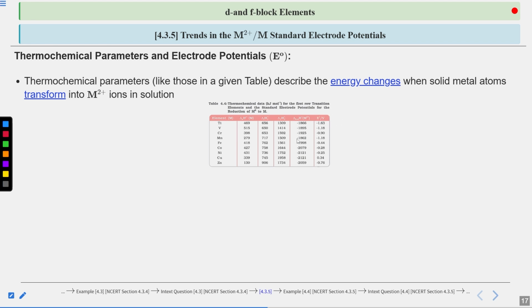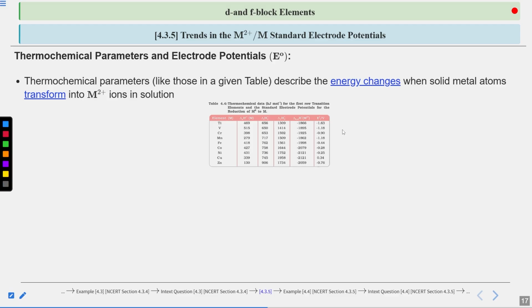So the energy changes when the metal is converting to M2+. A lot of steps are involved when the metal is converting to M2+. First of all, the metal is present in the solid state, right?